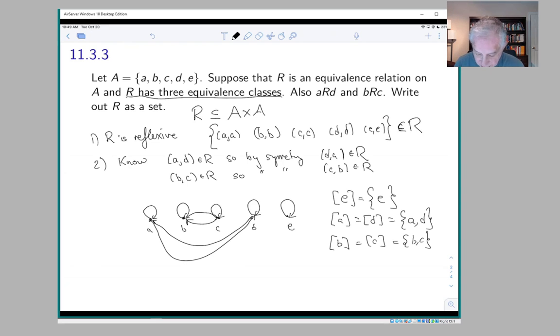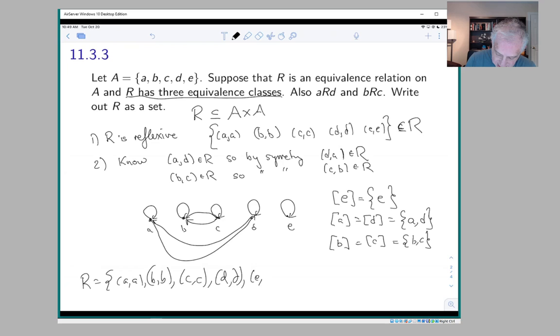And so altogether, R consists of AA, BB, CC, DD, EE, AD, DA, BC, and CB.